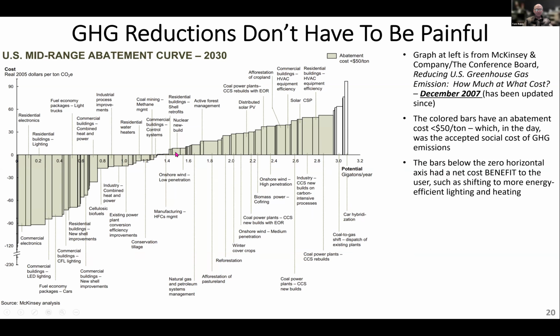New nuclear, for example. And by the way, this is 2007, and the cost has gone down on a lot of these. The ones where it's on the bottom, that means no subsidy is required. If the users do it, they will have a cost savings. So if you are going to do, for example, fuel economy packages on cars, that will cost something, but over its lifetime, you will save money. So we have a lot of those going on.